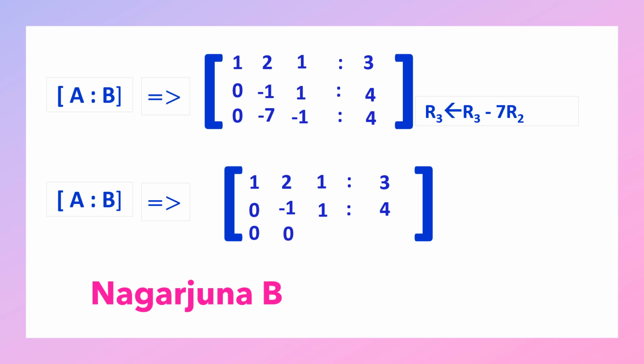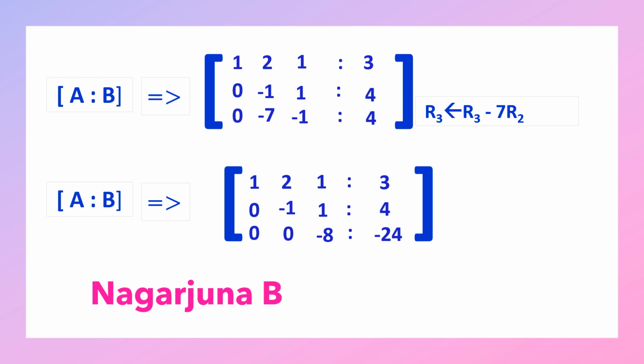The next, third element is minus 1 and that of R2 is 1. So R3 minus 7 R2: minus 1 minus 7 into 1. So minus 7 into 1 will be minus 7. Minus 1 minus 7 will be equal to minus 8. Then the constant: the next is 4 and that of the second row constant is 4. So 4 minus 7 into 4. Minus 7 into 4 will be minus 28. 4 minus 28 will be minus 24. So it is the augmented matrix which we get after applying the second step.